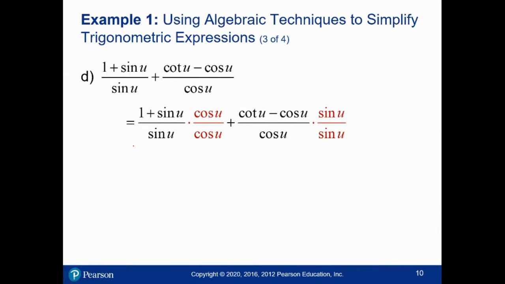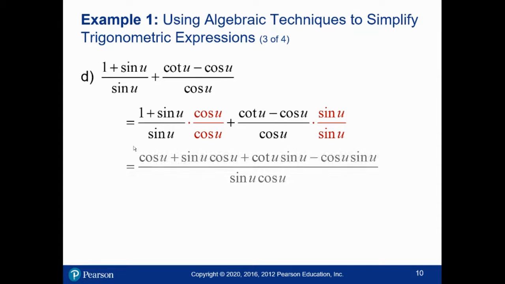So what's the common denominator here? The common denominator is going to be sine u times cos u. So the first term has to get multiplied by cosine u over cosine u, and the second term has to get multiplied by sine u over sine u. This gives me 2 terms. The first one is cosine u plus sine u cos u over the denominator. The second one is cotangent u sine u minus cosine u sine u.